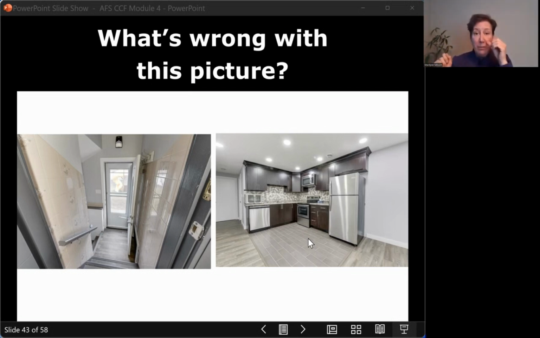So that would not be safe, especially considering it's over a stove. So that would have to change. It would have to be moved. There are a couple other things you can't see that we'll cover later.